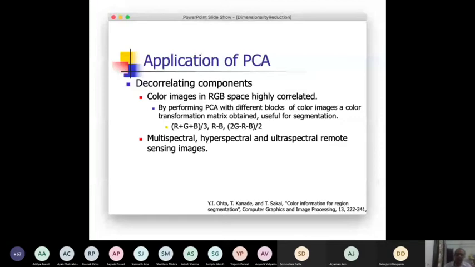There are multispectral images, hyperspectral, ultraspectral, and there are tens, hundreds, thousands of bands. So I hope you understand what a band is here. A band is a particular range of spectral wavelengths to which your sensors are sensitive. So these are all passive sensing. I'm talking about passive sensing here.